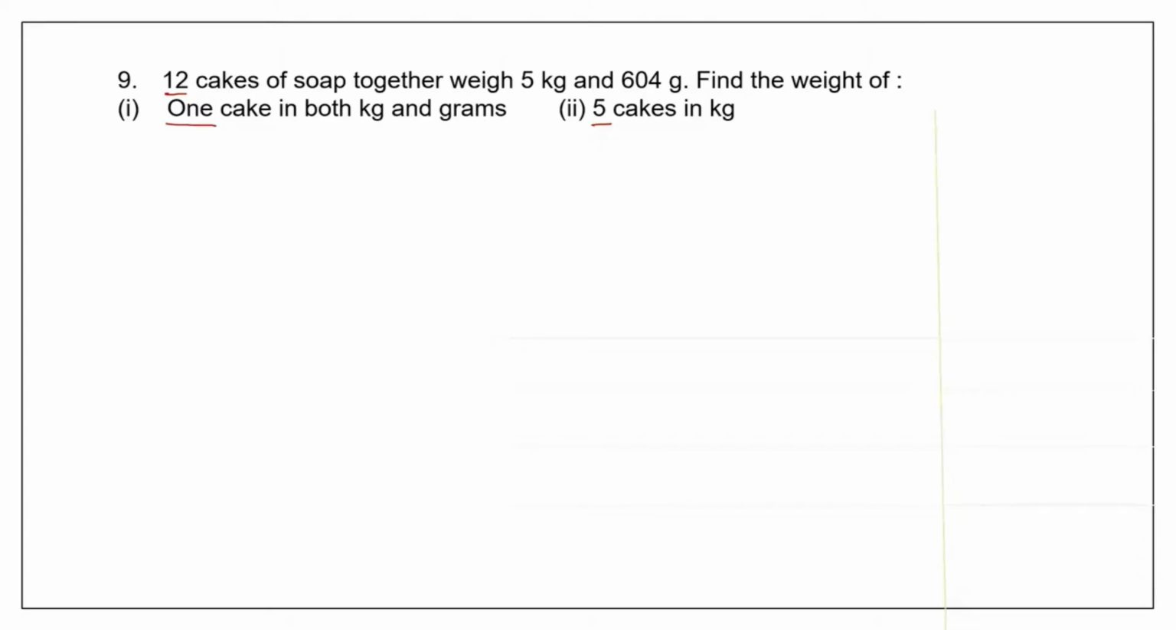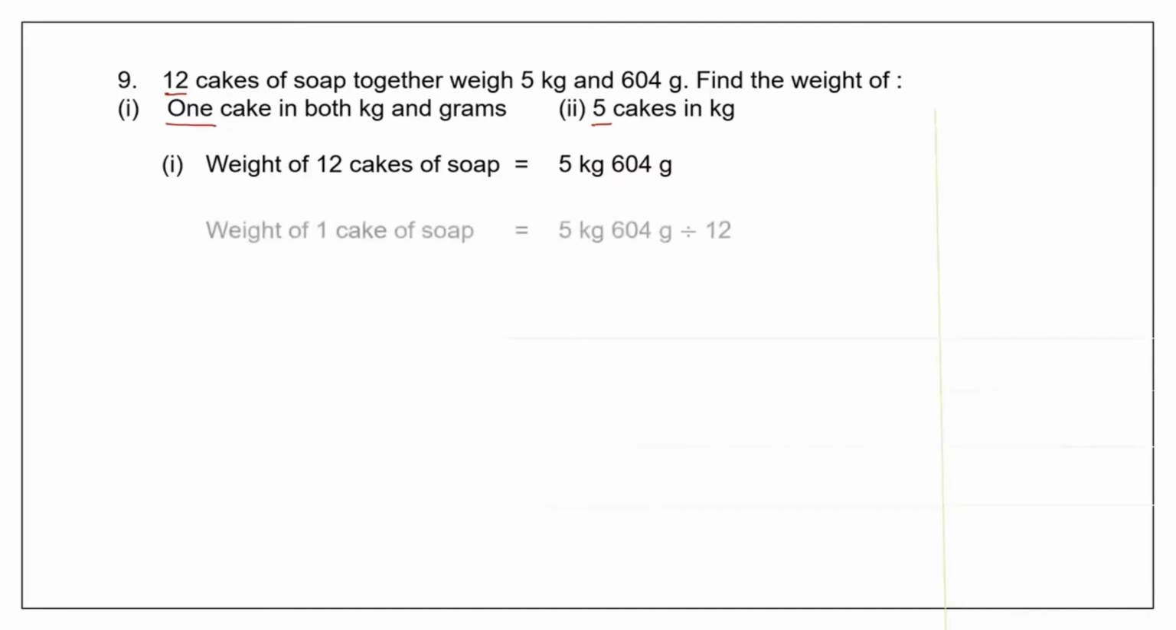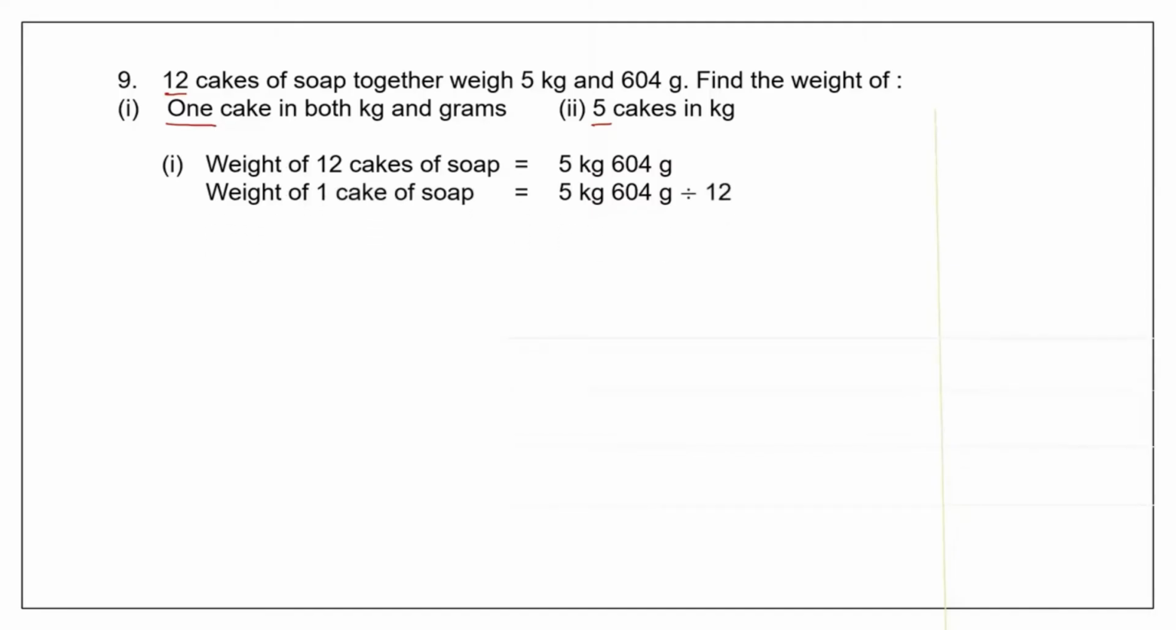So what do we have here? Two questions. First one is division and the second one is multiplication. First one, weight of 12 cakes of soap is 5 kg, 604 grams. We have to find the weight of one cake. This is by dividing. 5 kg, 604 grams. Can we make it all kilograms with a decimal point? This whole thing, how do we make it a decimal number?